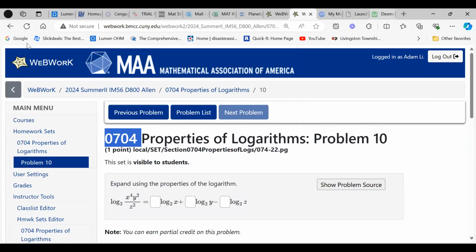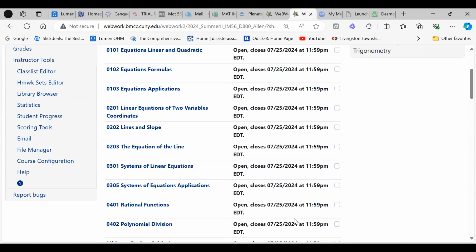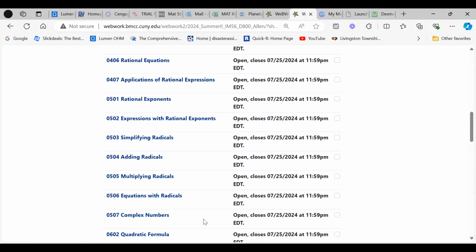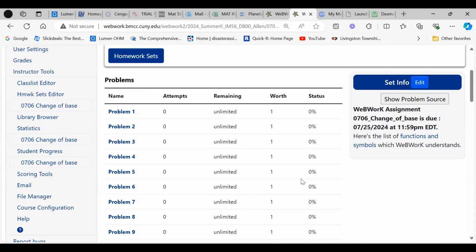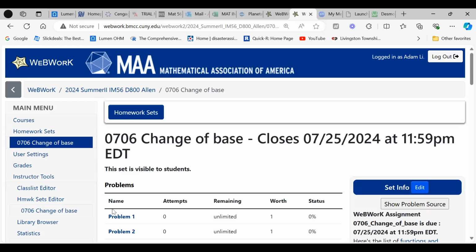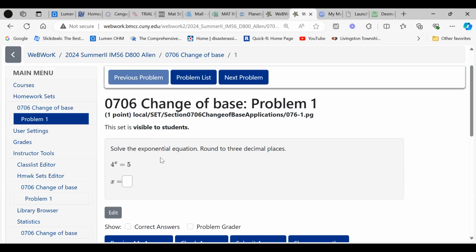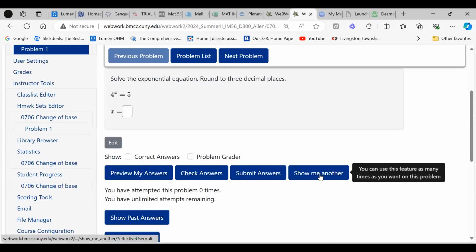Yeah, then the last thing I want to talk about is the change of base, right? Which is section 7.5 in our homework assignment. So we're going to learn how to change the base. And this is changing the base. Let's look at this question right here.